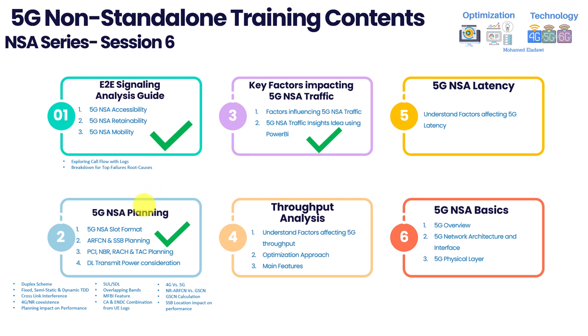Then the second part, we moved to the 5G non-standalone planning. We covered the first 2 points, which is related to the 5G non-standalone slot format and the planning related to the frequency, IRFC, and SSP planning. And all the below were covered during these 2 sessions, where in-depth knowledge was shared. The remaining sessions will be 1 or 2 for the NSA planning, which will be covering these mentioned points, PCI, neighbors, and RATCH and tag planning, and also some considerations when configuring the downlink transmit power.